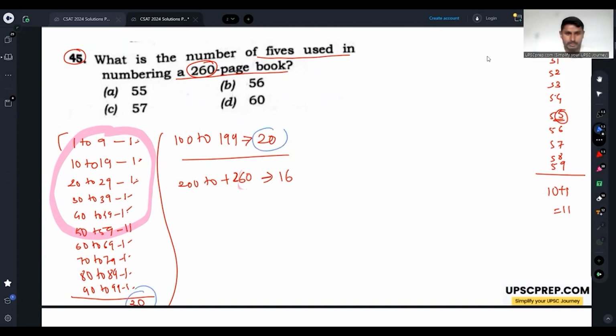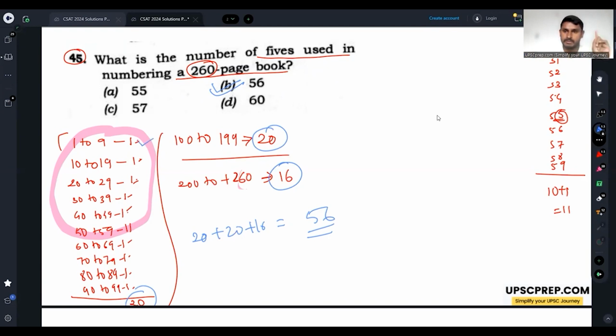This is 20, 20, and 16. So 20 plus 20 plus 16 will be 40, 50, 56, right? So option B will be the correct answer. So you have to apply some logic. You don't have to write down the actual numbers from 1 to 260 and count the number of fives. You have to use the logic key.